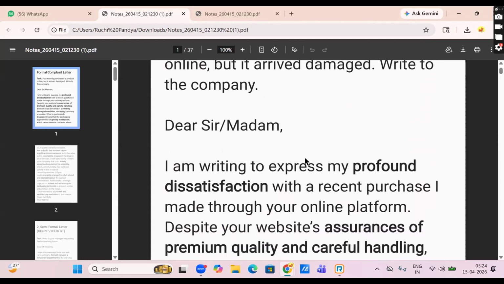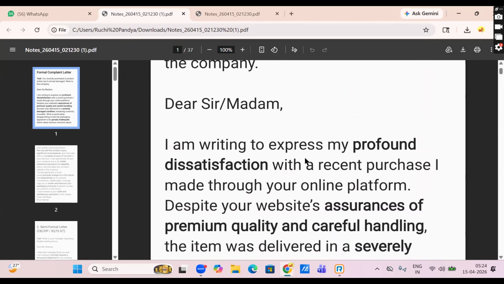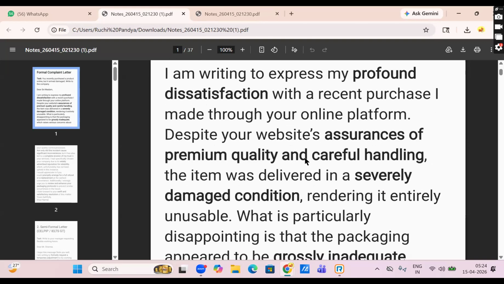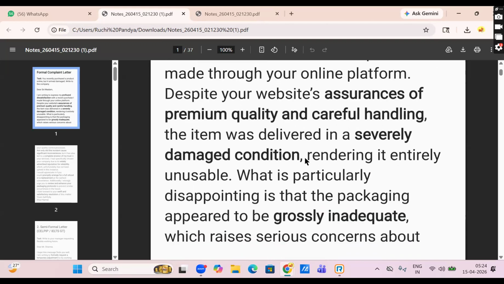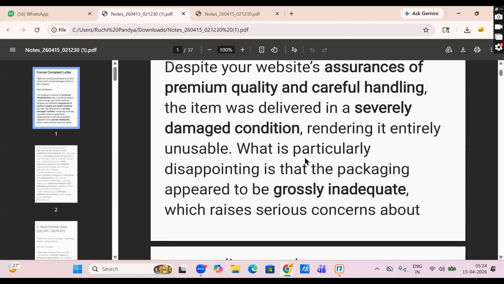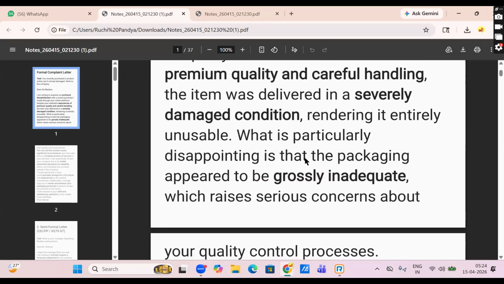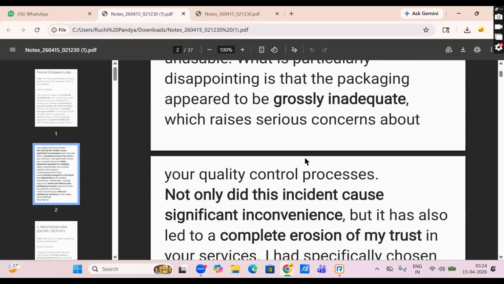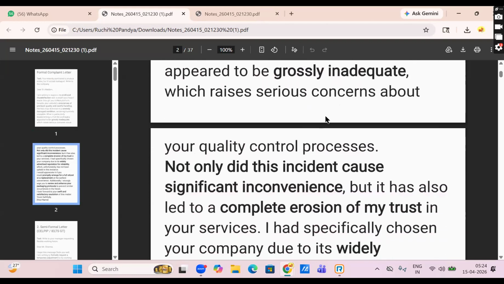Dear Sir, Madam, I am writing to express my profound dissatisfaction with the recent purchase I made through your online platform. Despite your website's assurance of premium quality and careful handling, the item was delivered in a severely damaged condition, rendering it entirely unusable. What is particularly disappointing is that the packaging appeared to be grossly inadequate, which raises serious concern about your quality control processes.